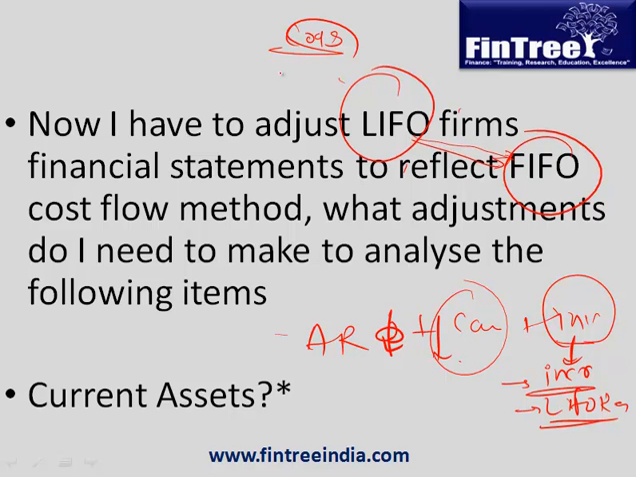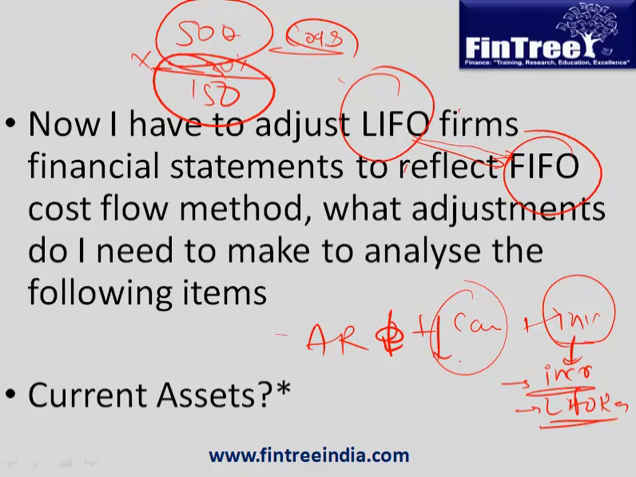So if my reserve was 500, my inventory balance will increase by 500. If the tax rate is 30%, my tax will increase by 150, my cash will decrease by 150. So the net effect is my current assets will increase by 350. But it depends on the act also, if the company is supposed to change the accounting system.